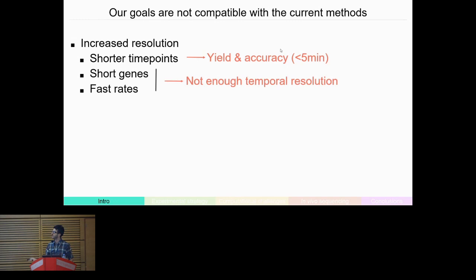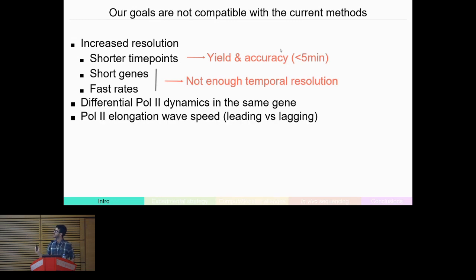And the two things I'm mostly interested about, because I'm a biologist, are to be able to measure differential pol2 dynamics in the same gene, so region-specific elongation rates. And to be able to, and I'm not going to talk about this, measure pol2 elongation wave speeds. So is the first pol2 that travels along the gene faster or slower than the ones that come after that? And the reason for which we can't do this right now, or why it's so difficult, is because these techniques look at different populations of cells.